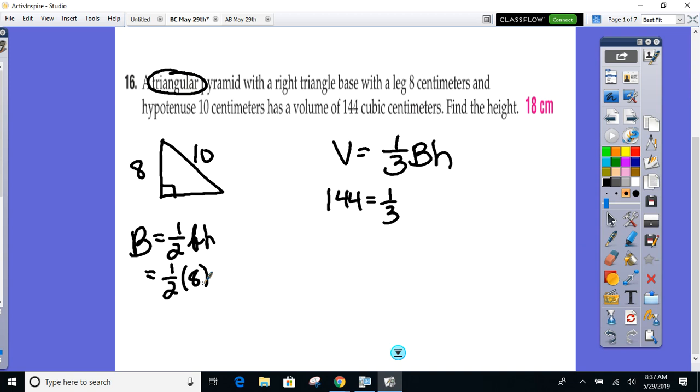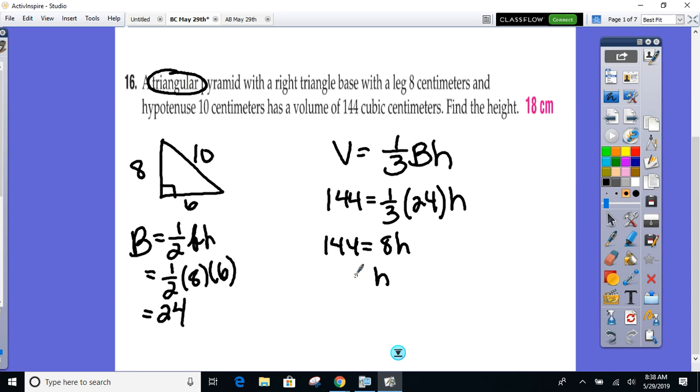Pythag. So I do Pythagorean theorem. This ends up being 6. So I end up with a big B, or a base area of 24. So that'll get plugged in for big B. And now I'm solving for the height. What from here? It's up to you. Multiply by 3. I see 1/3 of 24, and that's 8. So I can condense this down to 8H, divide both sides by 8, and we should get 18.